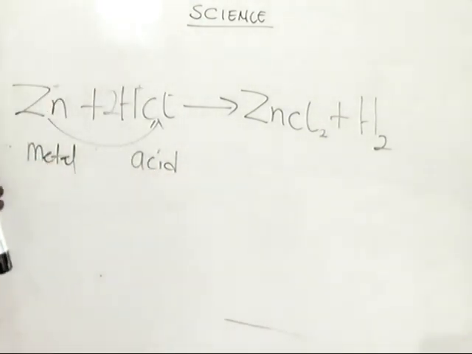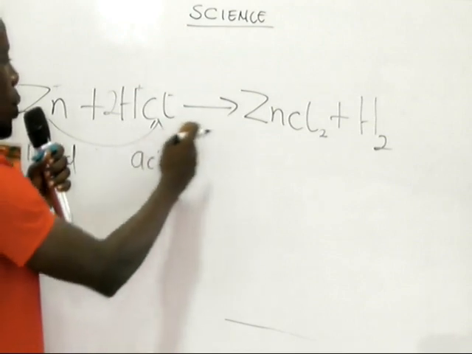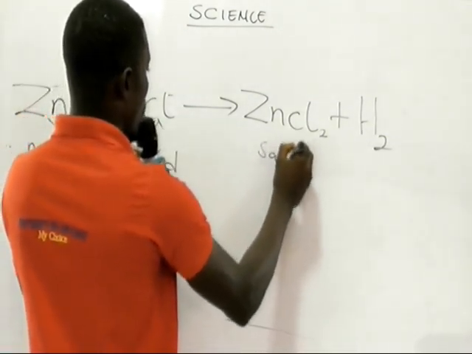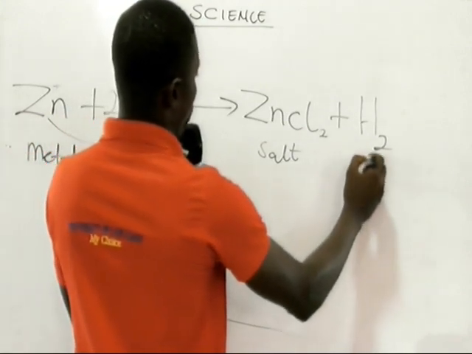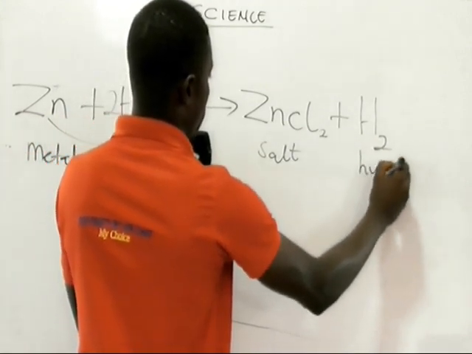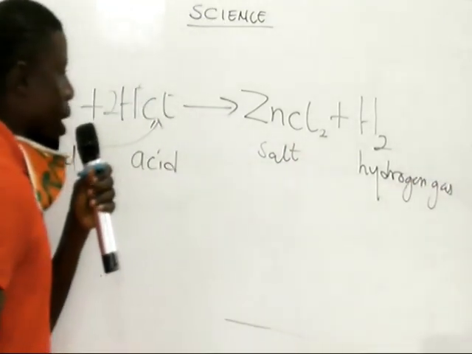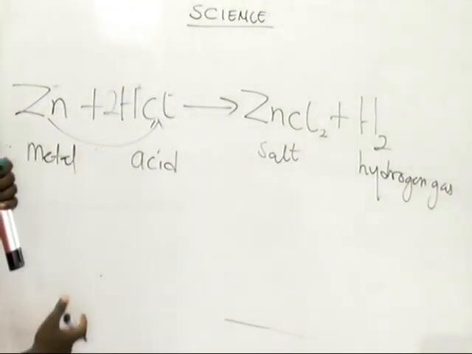So the fourth property: acid reacts with metal to produce salt and hydrogen gas. So this is the salt, and we have the hydrogen gas here. This one is very simple.